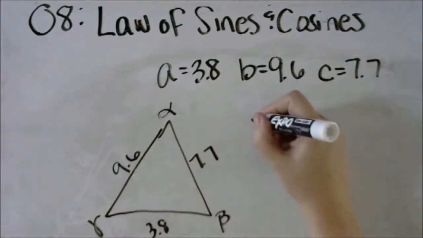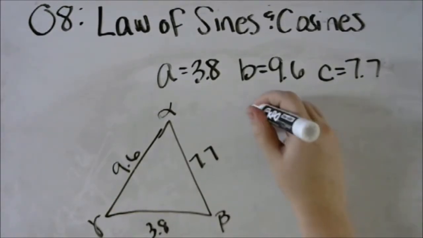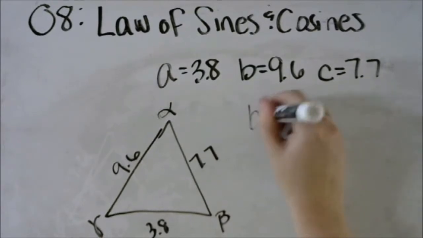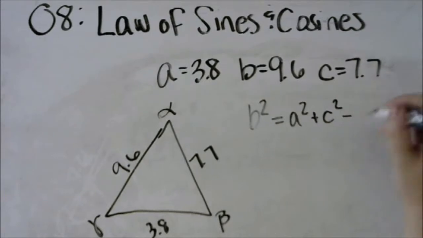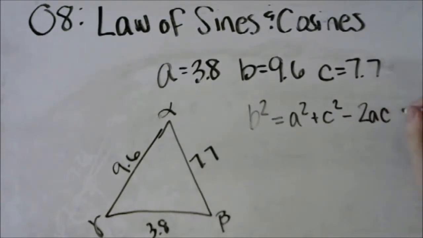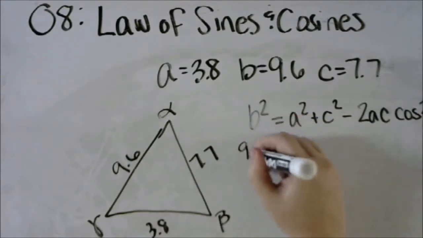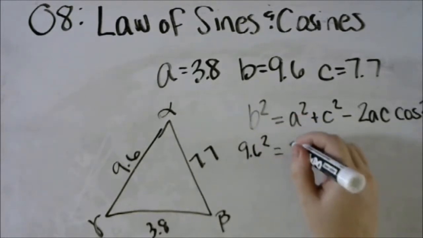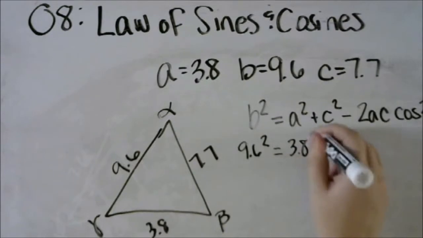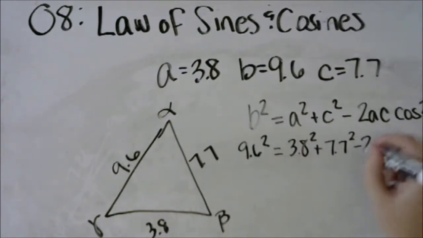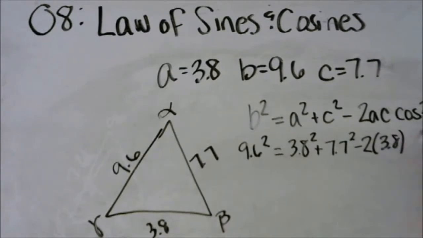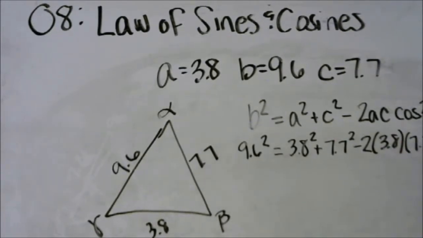Knowing that we're finding angle B first means we'll set our equation with B squared equal to a squared plus c squared minus 2ac cosine beta. B is 9.6, A is 3.8, C is 7.7, and we continue to input our values.